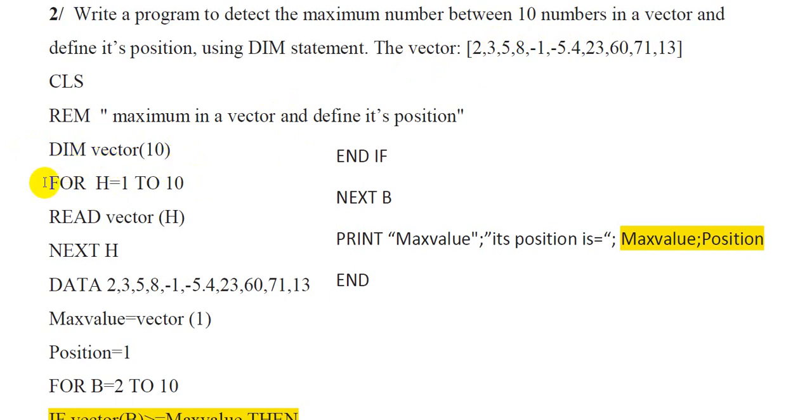Dim vector 10 for the dim segment here, and for h equals 1 to 10, as you can see right from here. Read vector h, then its subsequent vector h will be considered. Here the h stands for values from 1 to 10, indicated by the title vector, and the 10 will be replacing the h.